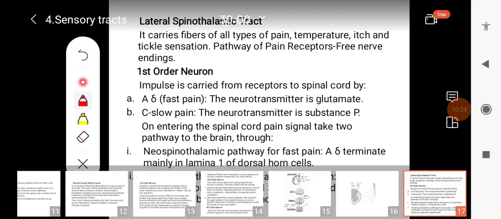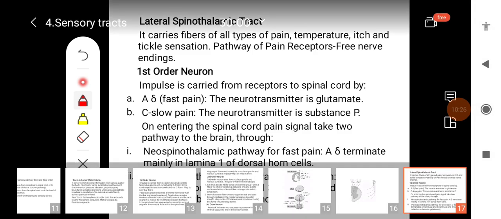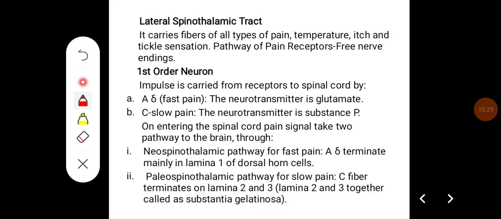Coming to the lateral spinothalamic tract, it carries all types of pain, temperature, itch, and tickle sensation. In the pain pathway, the receptors are the free nerve endings. The first order neurons are carried from the receptors to the spinal cord mainly by A delta fibers, which carry fast pain, and here the neurotransmitter released is glutamate. Whereas for slow pain fibers, the neurotransmitter released is substance P.